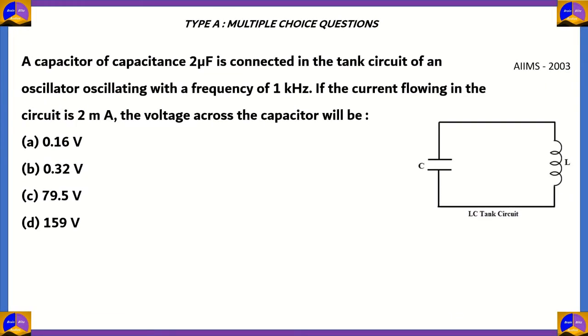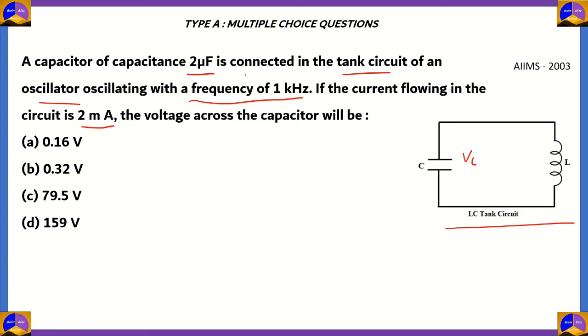Let's look at our next question. A capacitor of capacitance 2 microfarad is connected in the tank circuit of an oscillator. Here's the tank circuit. And it is oscillating with a frequency of 1 kilohertz. If the current flowing in the circuit is 2 milliamperes, the voltage across the capacitor will be. We need to find the value of VC.